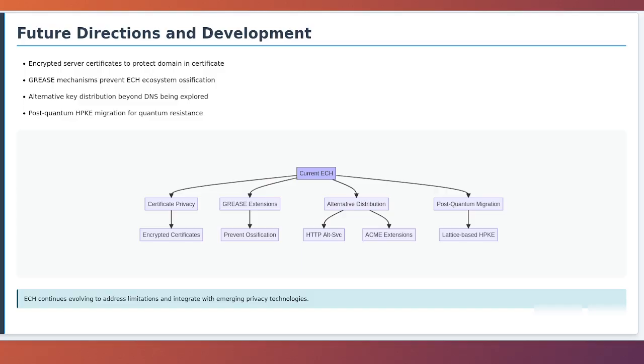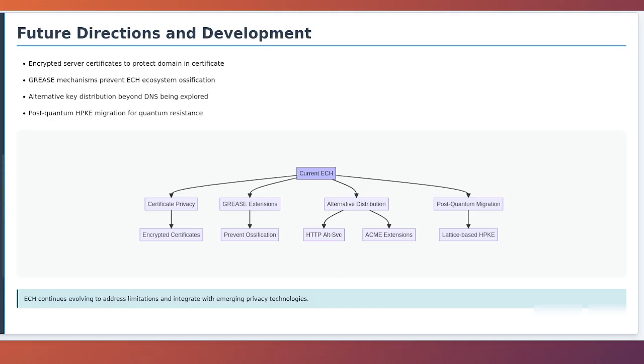One active area is improving certificate privacy to complement ClientHello encryption. As discussed earlier, the server certificate can leak domain information even when ECH successfully encrypts. The SNI proposals for encrypted server certificates or certificate compression aim to address this leak. Some designs suggest encrypting the certificate message using keys derived during the ECH decryption, while others explore using compressed certificate references that do not contain full domain names.